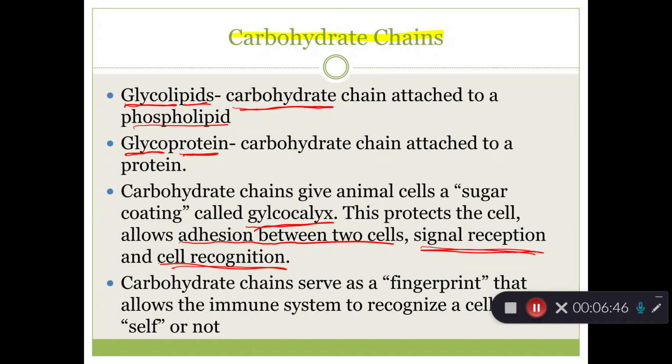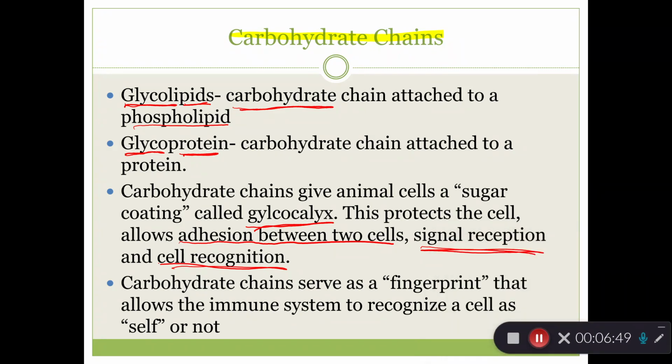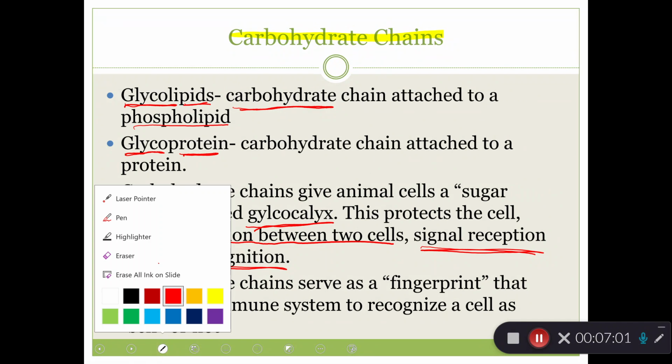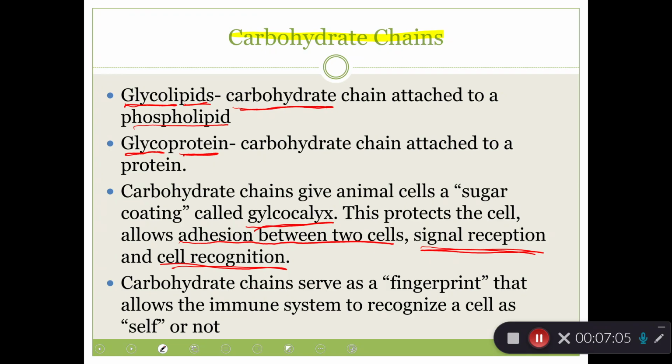Carbohydrate chains serve as a fingerprint that allows the immune system to recognize self from non-self. And so make sure you know that the glycocalyx layer, so highlight this, the glycocalyx layer, allows for cell recognition and cell reception. So a sugar coating allows for these things. Carbohydrate chains serve as fingerprints.